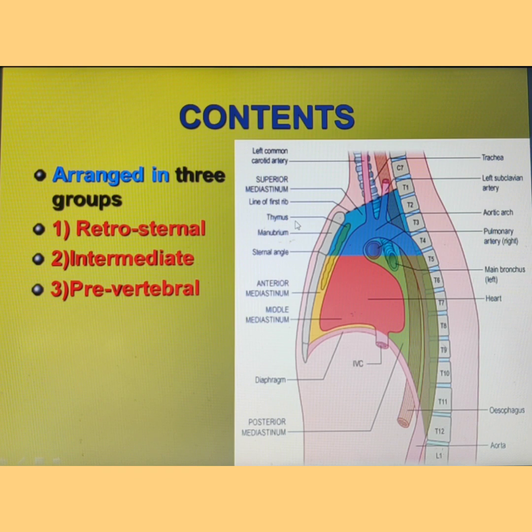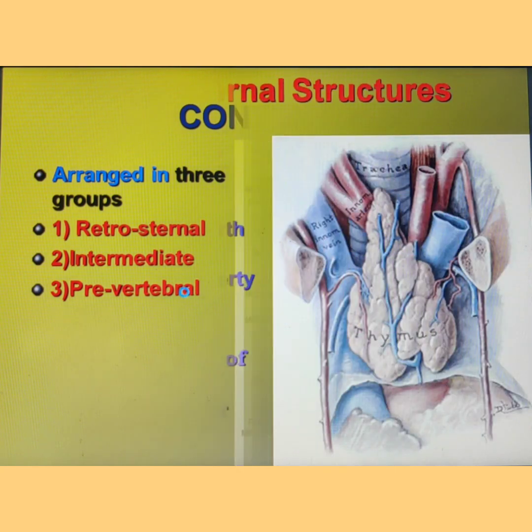Now the contents of the superior mediastinum. The contents are arranged in three groups: retrosternal, behind the sternum, intermediate, and prevertebral contents. Okay, retrosternal, intermediate group and prevertebral group. We'll see them one by one.